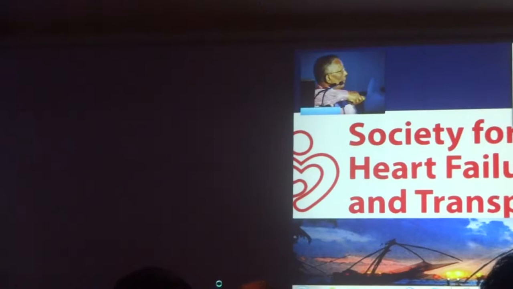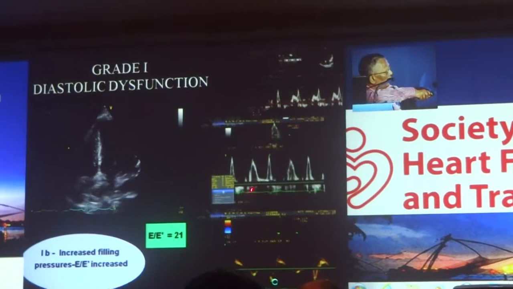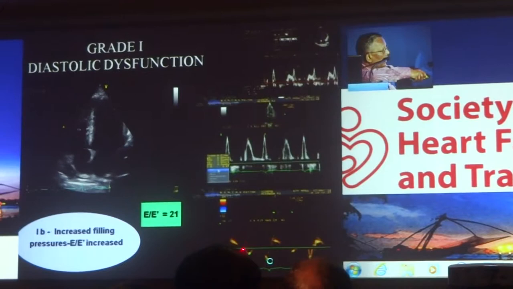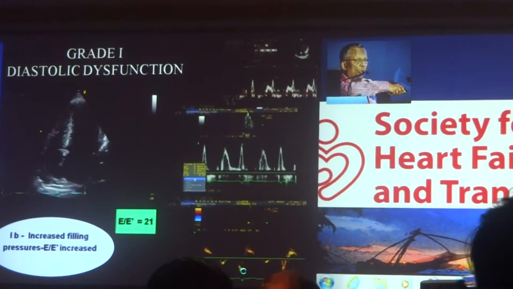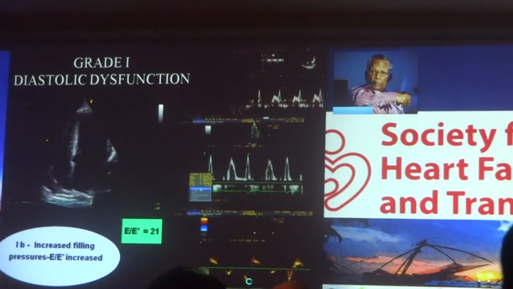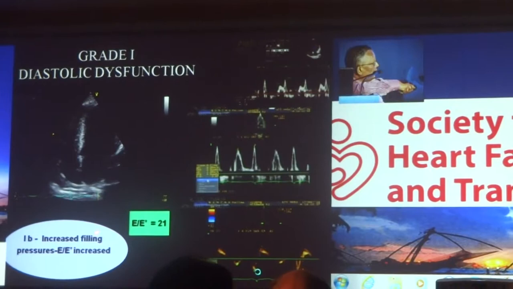These kinds of patients may further progress with diminution of the E prime in the annular movement. With the diminution of the E prime, the annular movement decreases, resulting in E by E prime more than 8 to 15 being a variable level, which we will discuss shortly. So when filling pressure is increased, E by E prime is increased.